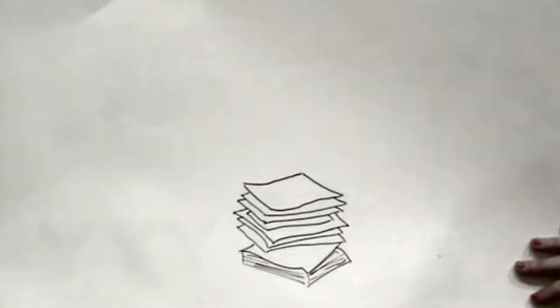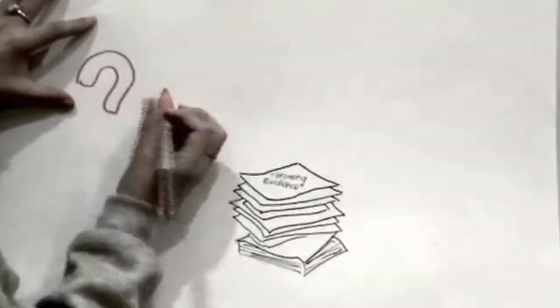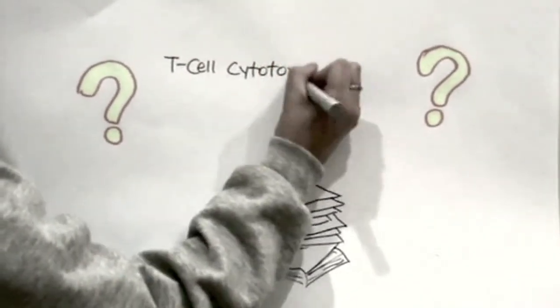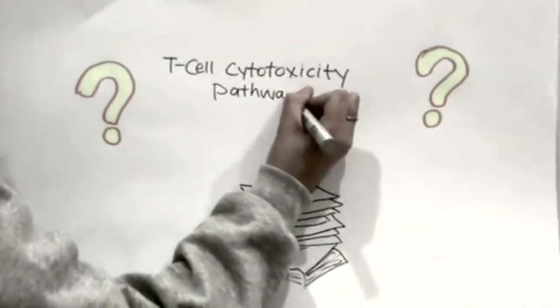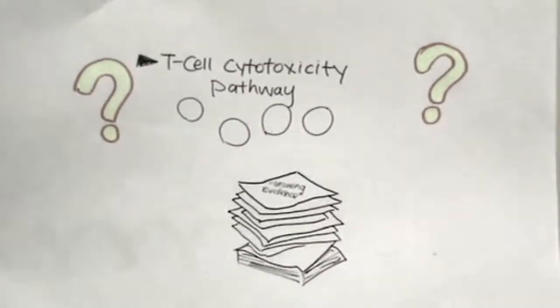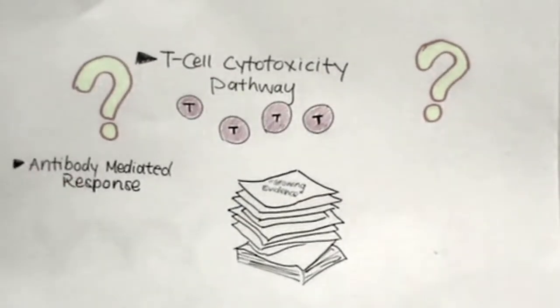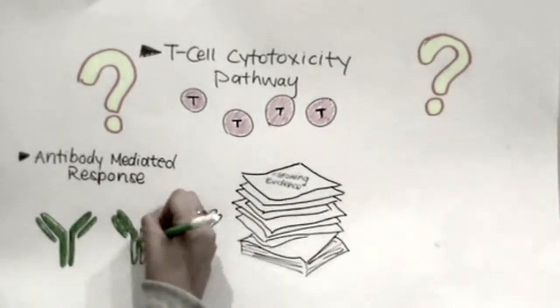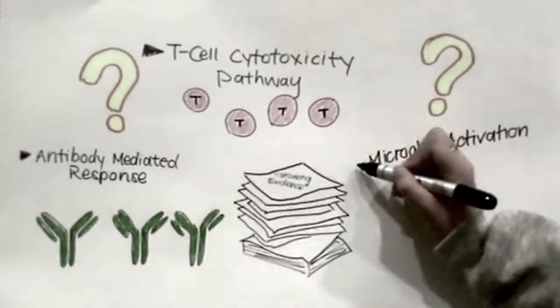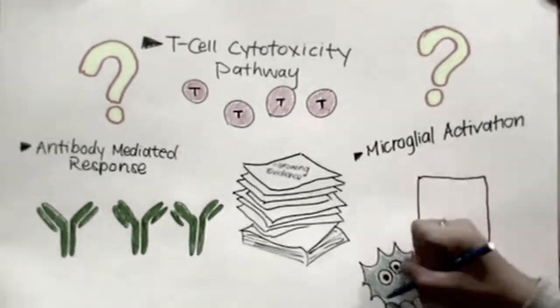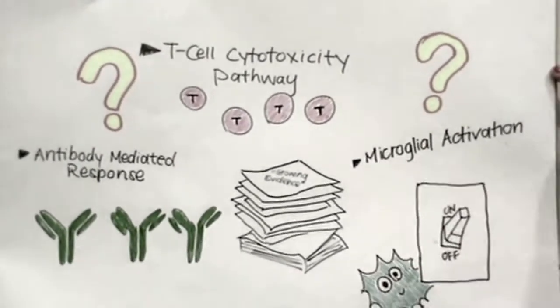Despite the growing evidence for an immunopathological foundation of Rasmussen's encephalitis, the primary cause of this disease still remains unknown. The most widely accepted pathogenesis of Rasmussen's is the T-cell cytotoxicity pathway. While separate processes like the antibody-mediated response and the microglial activation pathway have been suggested, it is really important to understand that the actual pathophysiology likely involves all of these mechanisms.